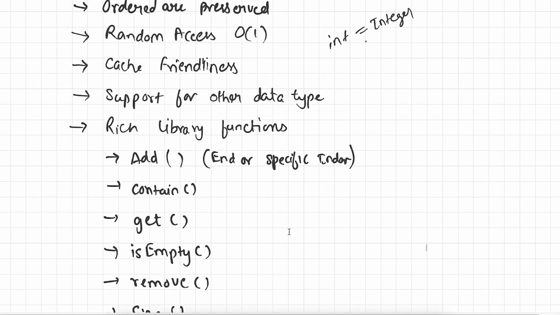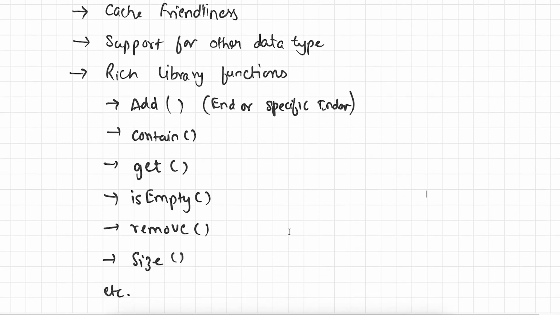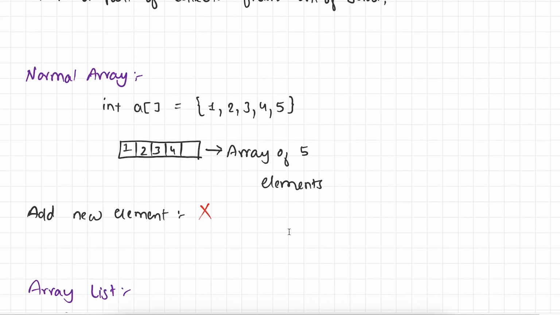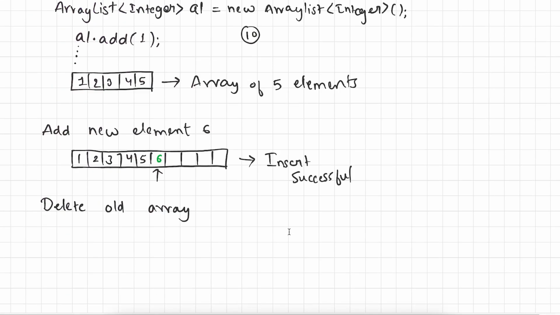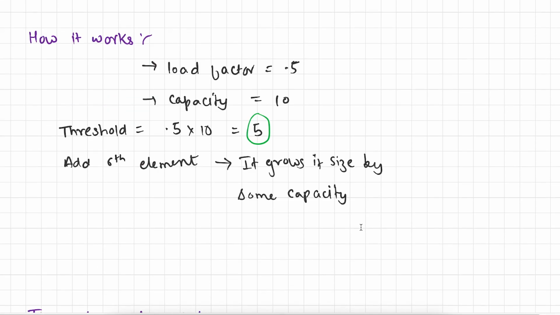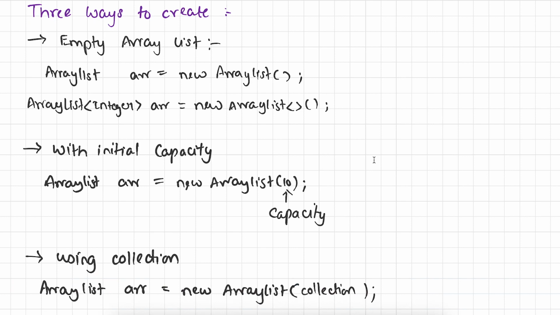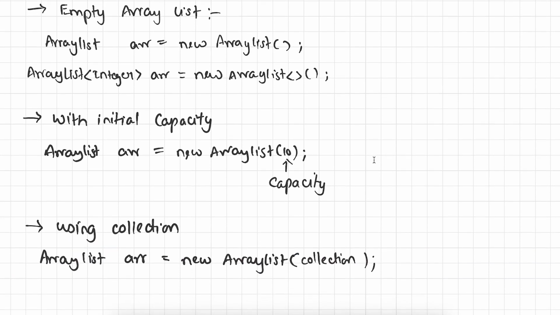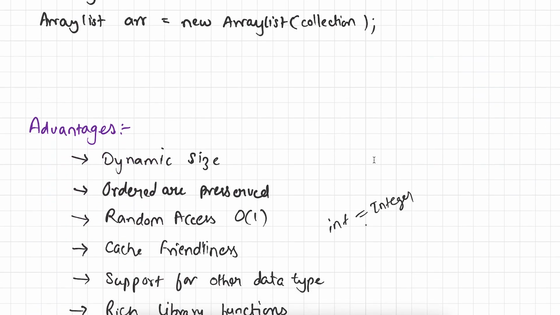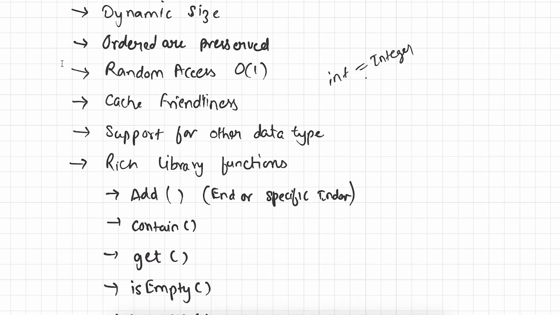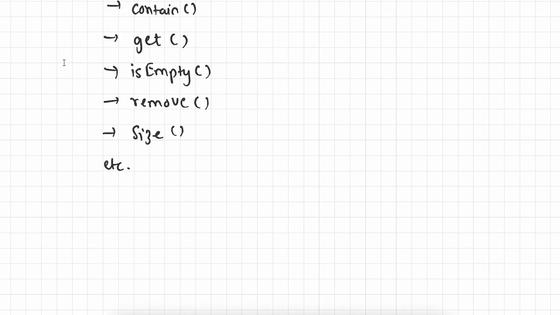Okay, so I hope now you have a good understanding of ArrayList. What are the advantages we get when we use ArrayList over normal arrays, and how ArrayList grows and shrinks its size based on two parameters, that is capacity and load factor. You also know that there are 3 ways to create an ArrayList: using an empty ArrayList, with initial capacity, and using a collection. And now you also know what all the advantages are that you get when you use ArrayList over normal arrays. So this is it for this video.